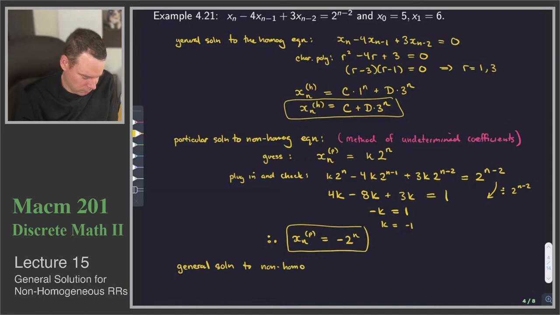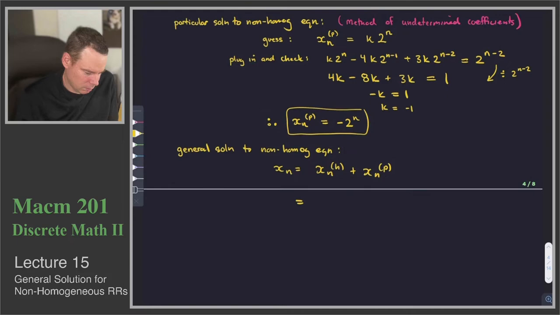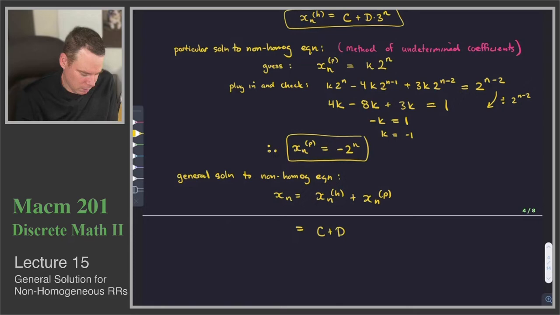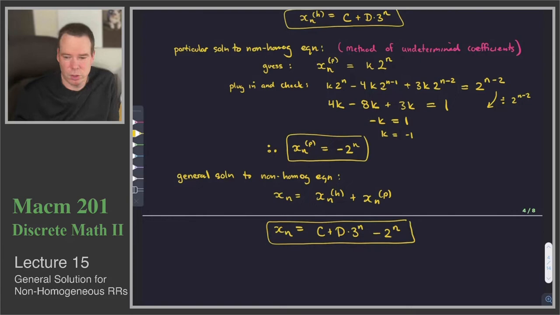That's going to be x sub n is equal to x sub n h plus x sub n p, homogeneous plus particular solution. Our homogeneous is c plus d times 3 to the n plus our particular solution, which actually is a minus 2 to the n. And there we go. We have found our general solution to our non-homogeneous recurrence relation. And we've got the two constants there, c and d, and those can be determined by the initial values.